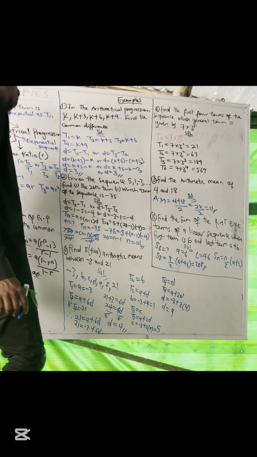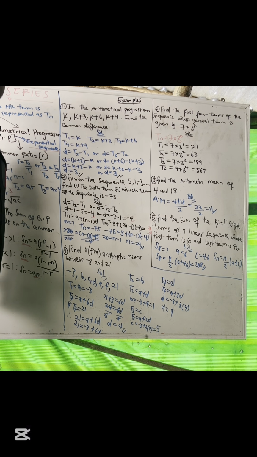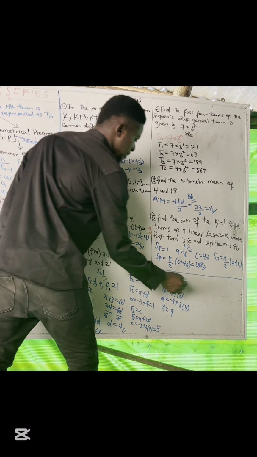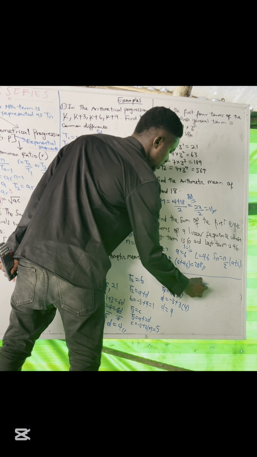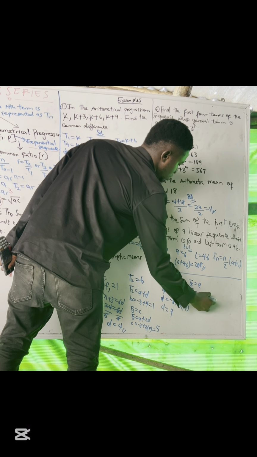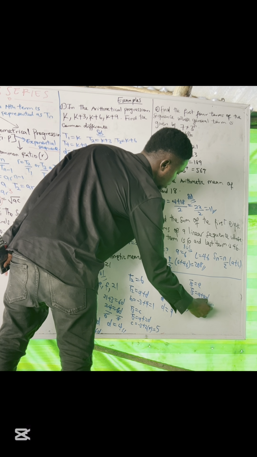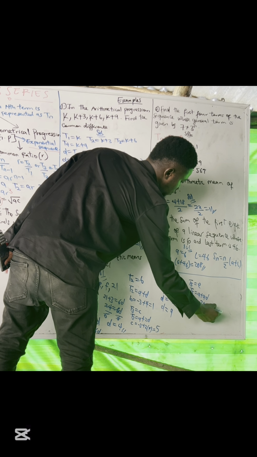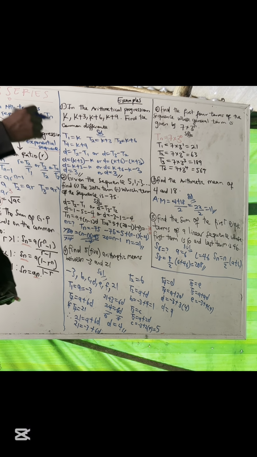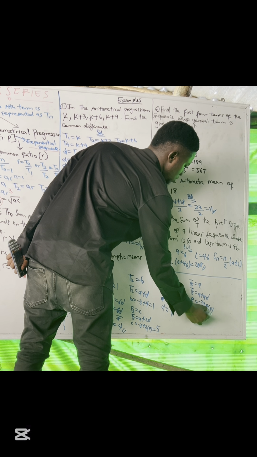So my D is equals to what? 9. Okay, it remains E. And if I want to do my E, this is first, second, third, fourth, fifth. That is T5 is equals to E. Remember that T5 is equals to A plus 4D. Since my T5 is E, that simply means E is equals to minus 3 plus 4 times 4. 4 times 4 is what? 16. Minus 3 plus 16, that's equals to what? 13.